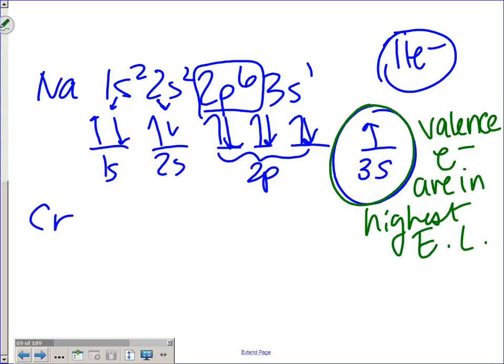EL means energy level. How do I know this is the outside or the highest energy level? What do you see that tells you that? It's not that it's the last one. That's what I was waiting for. What's the number you're seeing? 3. The 3 means highest energy level. We're going to get into a situation in a second where the last one isn't the case. That's why I wanted you to say that, Chris. Thank you.